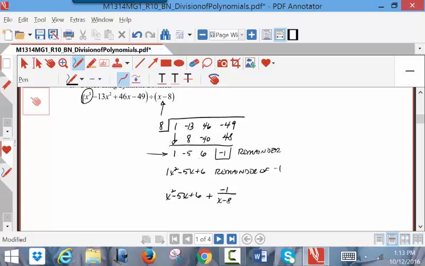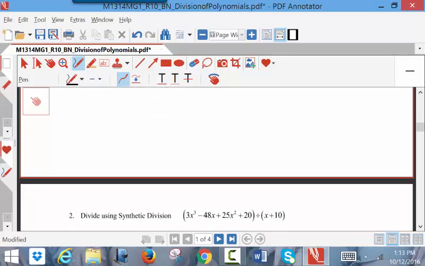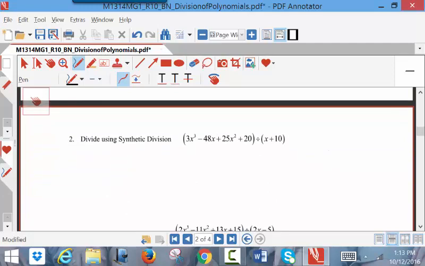Okay, so all of these numbers in the bottom row are the coefficients of your quotient. All right, let's try it again. The first time you see it, it's going to look bad no matter what. Okay, let's try another one. Here we do it again with one a little bit bigger.